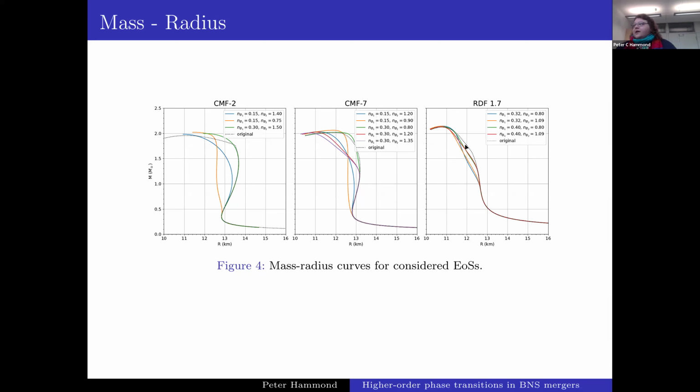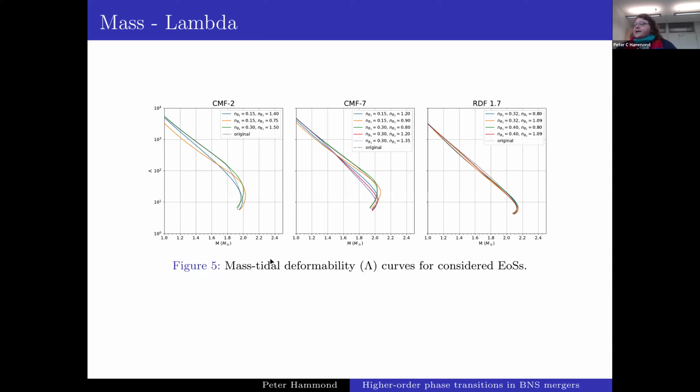And similarly for the RDF model, we have a few very nearby crossing points in this mass radius plot. And similarly for mass versus tidal deformability, we see these crossing points. So we basically have a bunch of different equations of state that all seem to share a mass and a tidal deformability for some choice of the mass, and the same for the radius.